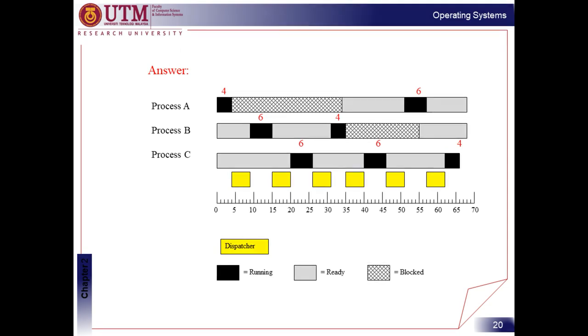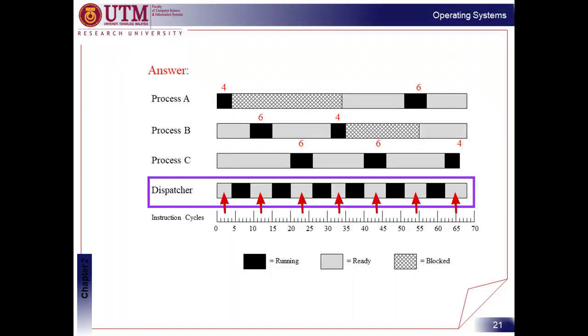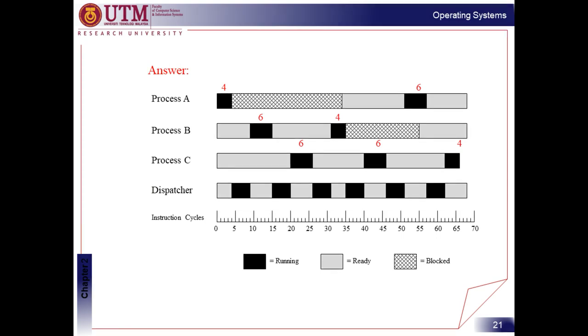In this Gantt chart, the yellow blocks represent the dispatcher process's running state to distinguish it from other processes. You can complete the Gantt chart by indicating the ready state of the dispatcher process on its existing bar. However, this is not mandatory. By examining the completed Gantt chart, we can extract several key pieces of information.